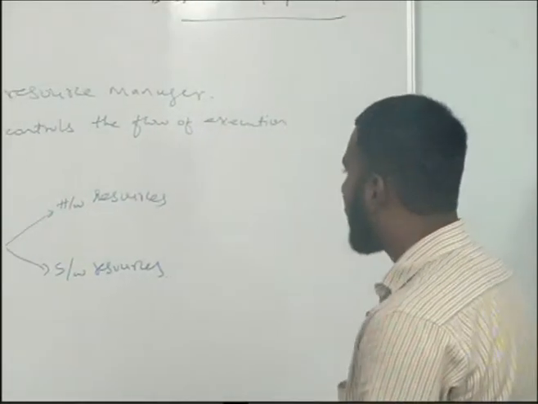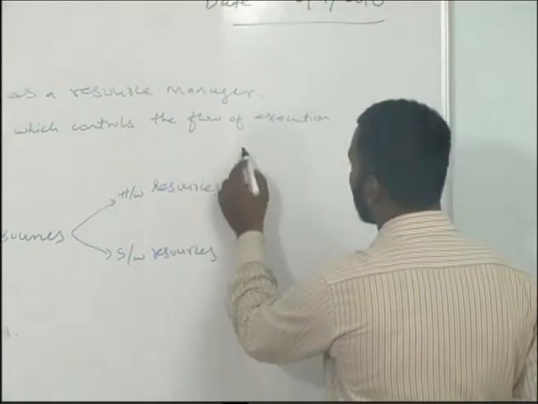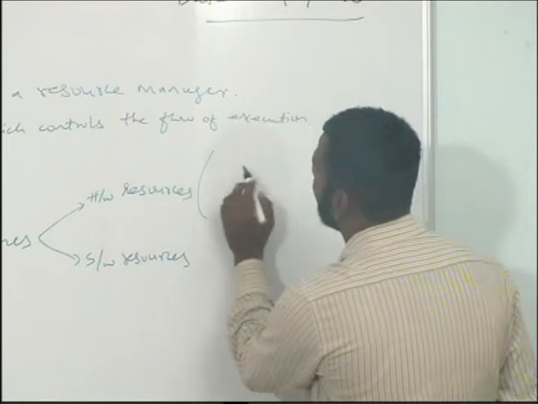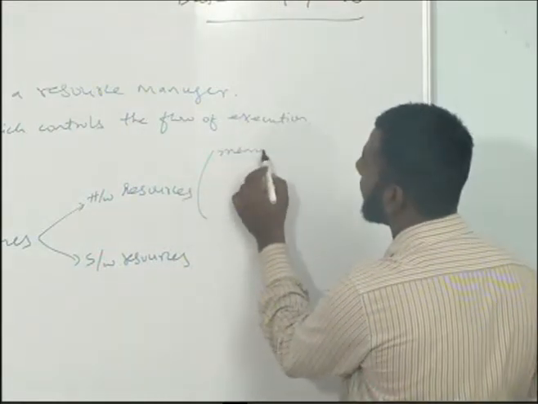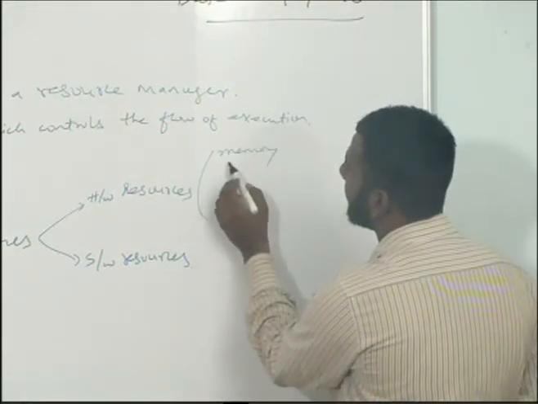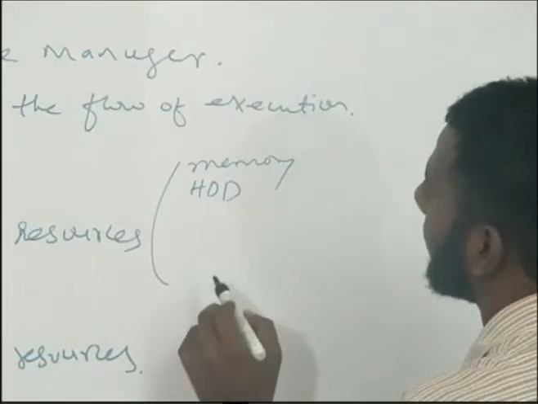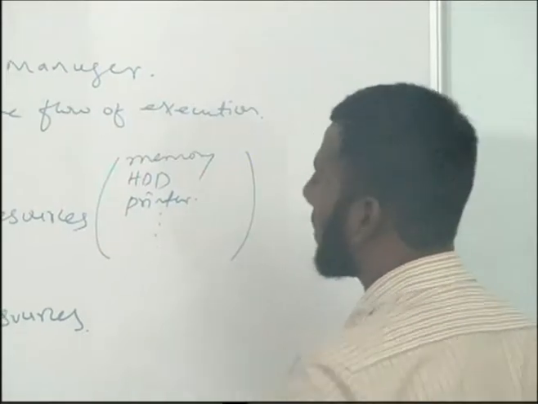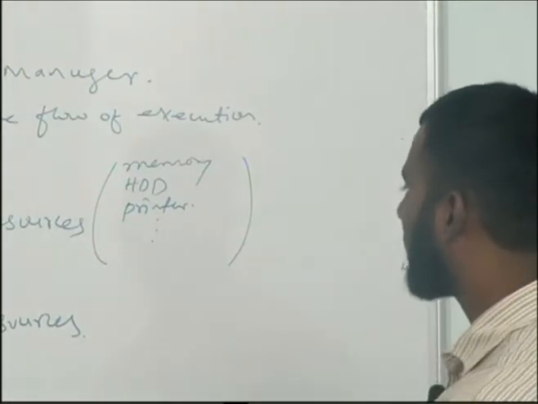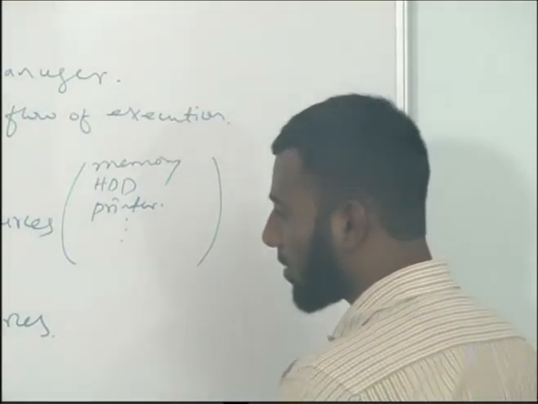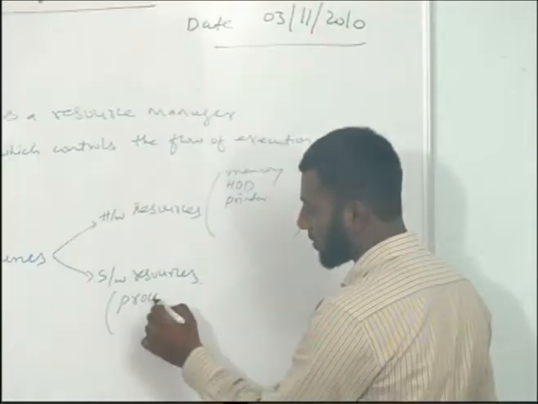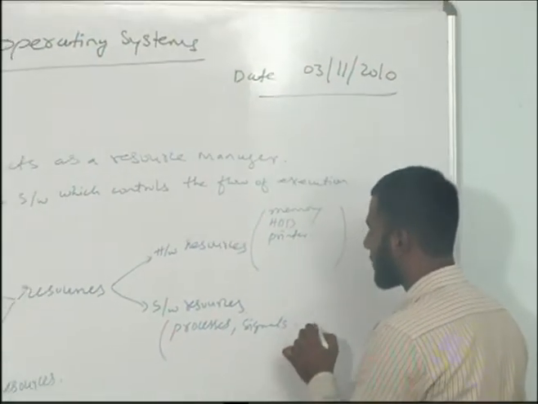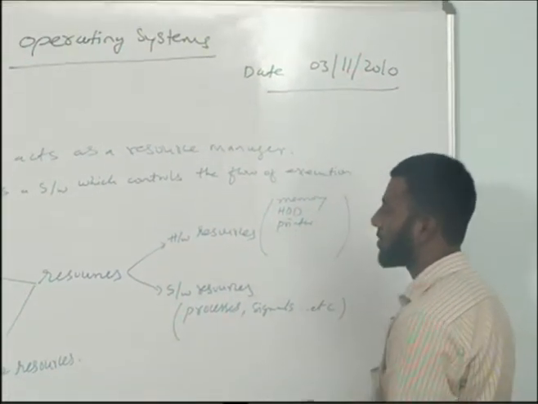Okay, what are the examples of hardware resources? Hardware resources are nothing but your memory, hard disk, printer, all the devices which you can physically touch. And software resources are nothing but processes, signals, etc. All these are the software resources.